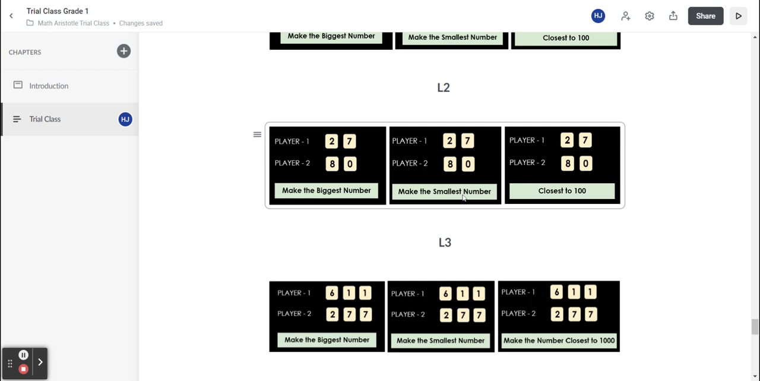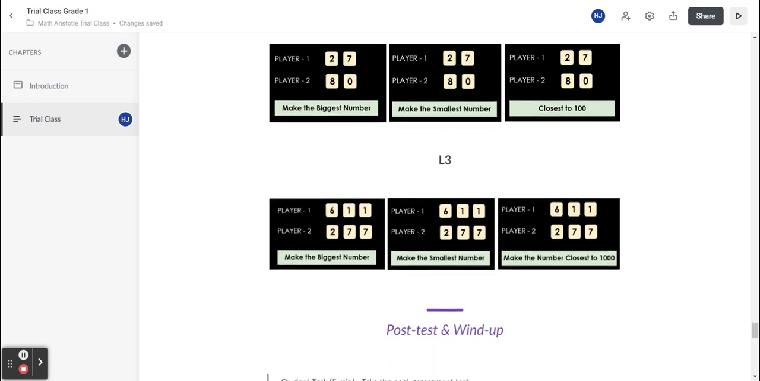Now, for level 2, I have added one digit as 0 so that students know that 08 is basically 8, but 80 is 80. Here you can do the same. Use two digits and arrange them in a way that they make the smallest number, biggest number, and the number closest to 100.